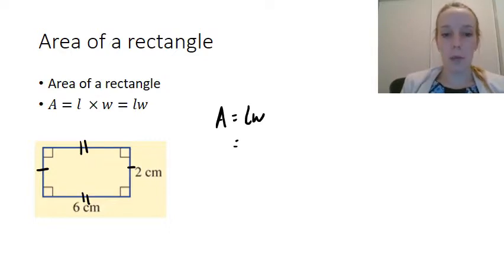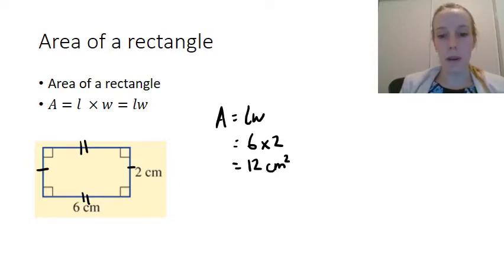So length times width, so we're going to do 6 times 2, and that's 12, and we're given the units this time, so 12 centimeters squared. Don't forget to write the centimeters squared because we're dealing with area.